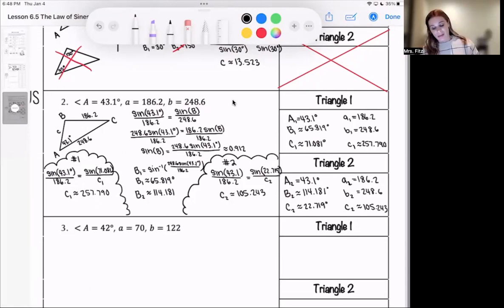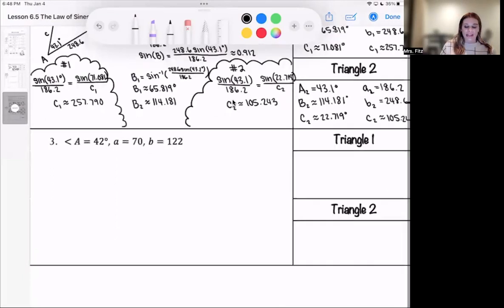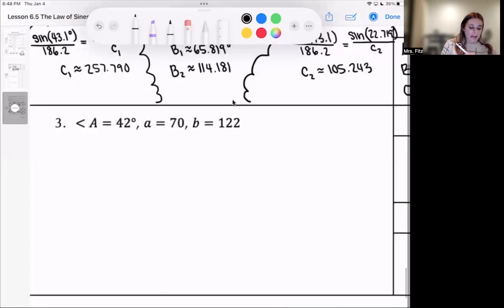All right, so you could probably guess case number 3 is going to probably be no triangles, but let me show you why. So let's start just like we did all the other problems and start by drawing our diagram. We have A, B, and C. A is 42 degrees, little a is 70, little b is 122, and then we'll go from there.